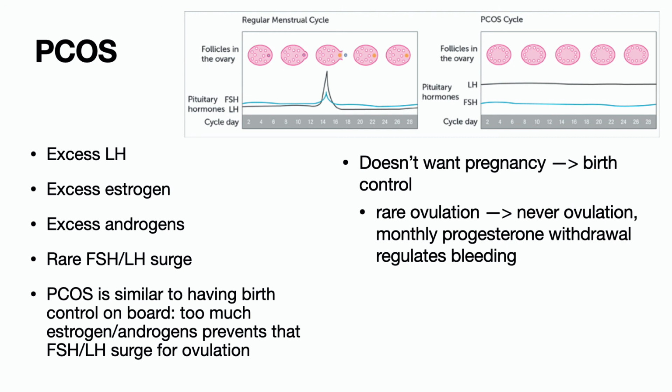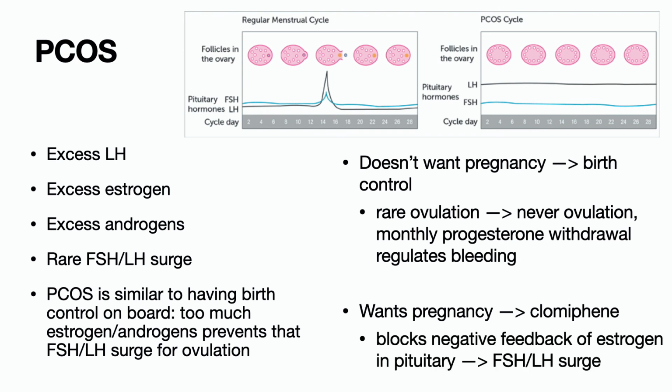So what about in someone who wants to get pregnant? Well, that's where we use this medication called clomiphene. What is clomiphene? Clomiphene is a drug that blocks the estrogen receptor in the pituitary. So what that does is it shuts down the negative feedback. The patient might still have lots of estrogen and androgens in their body, but the pituitary doesn't sense that. So now they're able to have the LH surge necessary for ovulation and pregnancy.